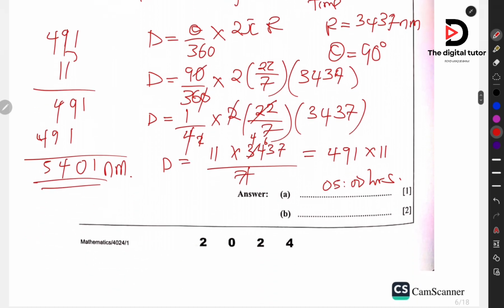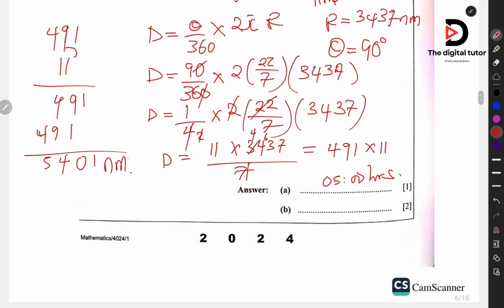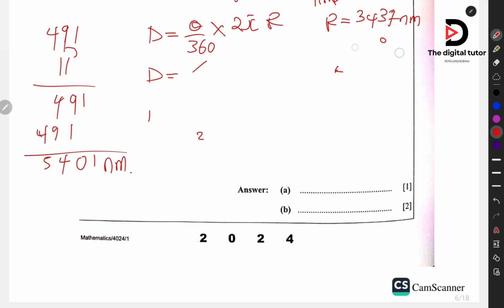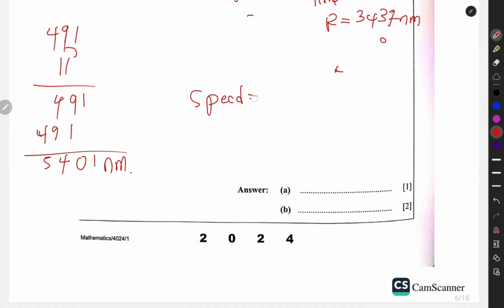Then now we divide by 5. So the whole of this, we've just found the distance here. Then now we can go on and divide by 5. I hope it will work. So speed is equal to distance over time. So distance, we have 5401 divided by 5 hours. This is Newton per mile. Okay. So what is it going to give us now if we divide by 5 hours?